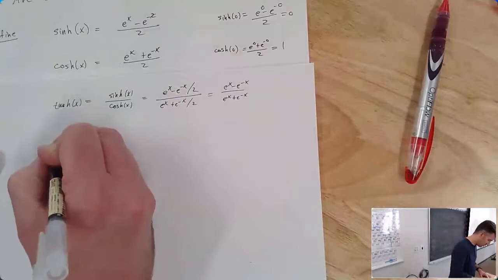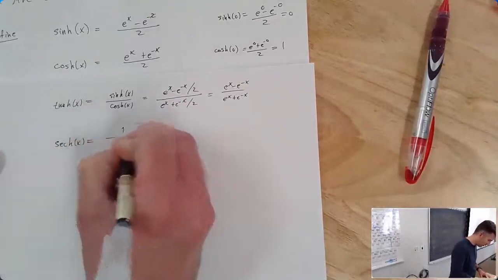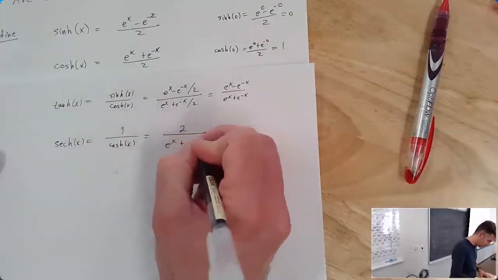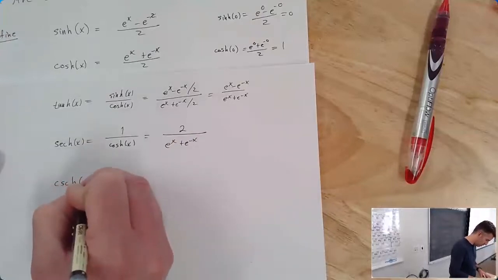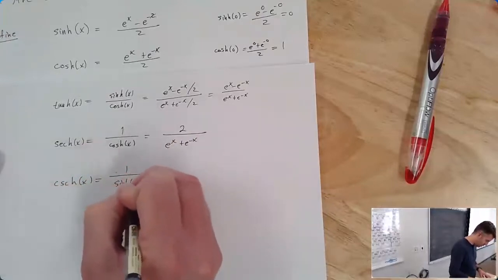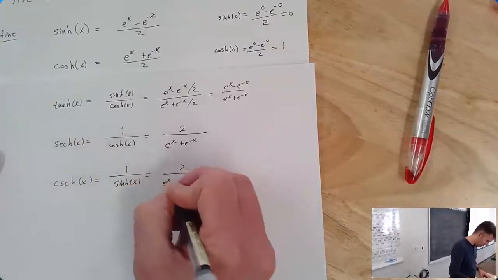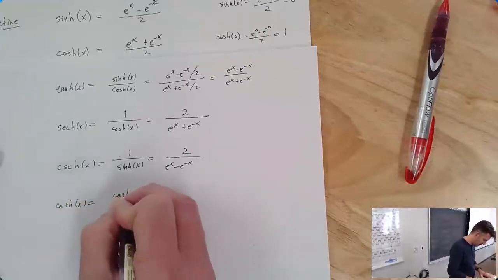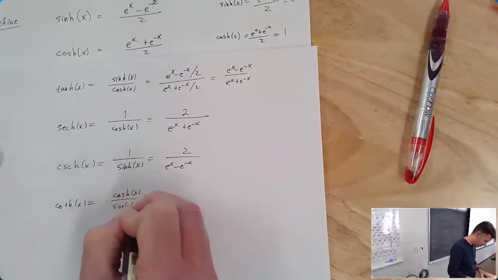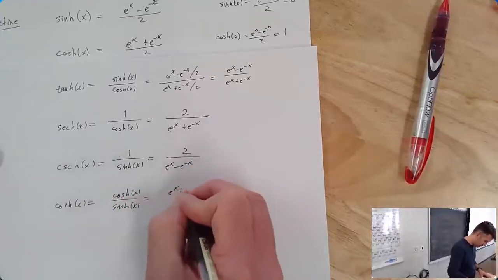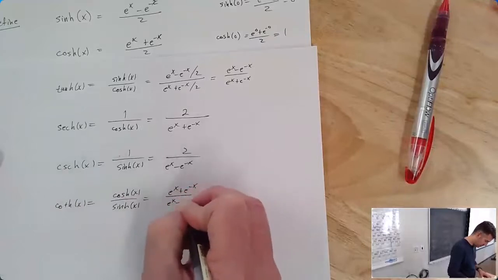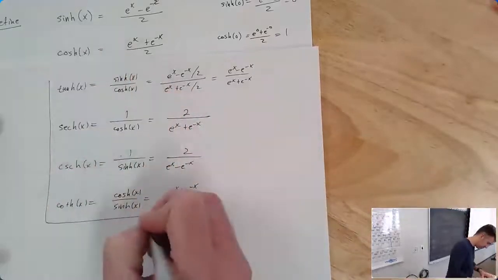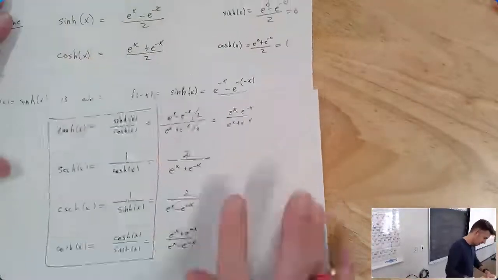Hyperbolic secant, let's do secant first, is exactly 1 over hyperbolic cosine, which is exactly the reciprocal of hyperbolic cosine. Hyperbolic cosecant is exactly 1 over hyperbolic sine, which is exactly 2 over e to the x minus e to the minus x. And hyperbolic cotangent is exactly hyperbolic cosine divided by hyperbolic sine, which is exactly e to the x plus e to the minus x divided by e to the x minus e to the minus x. But really, all you want to remember is these parts and these parts.